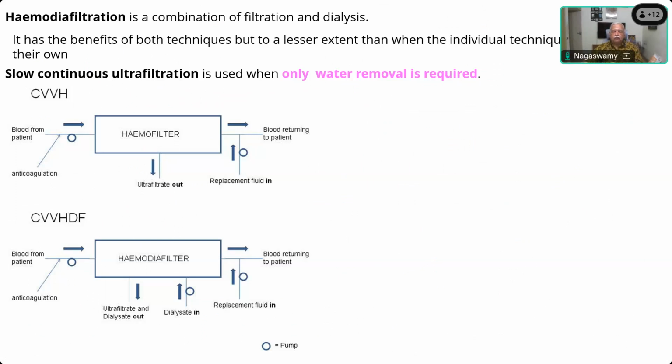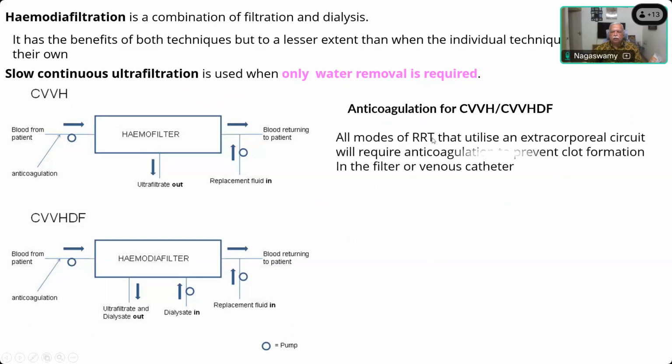So when will you do that? If the patient is hemodynamically stable, you can draw 350 to 500 ml of blood each minute, purify it and pump it back. But if the patient is hemodynamically unstable, removal of a large volume of blood will make him deteriorate further. So in order to sustain or do the replacement therapy in hemodynamically unstable patients, it is better to go for slow continuous ultrafiltration. And you require anticoagulation for all these processes.